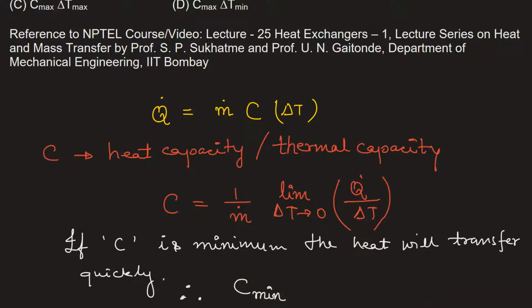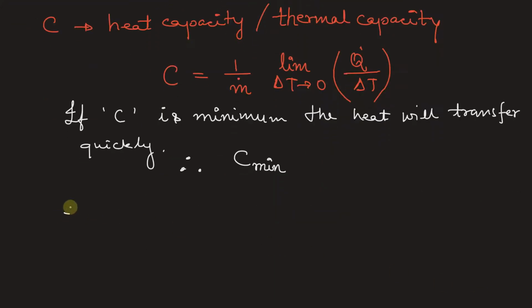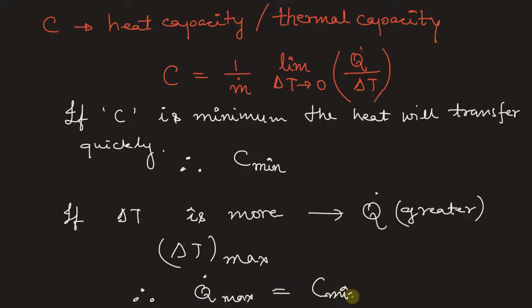And we also know that more the temperature difference, greater will be the value of heat transfer. If delta T is more, the heat transfer will be greater. Okay, that means delta T should be maximum. Therefore, Q max or maximum heat transfer is possible when C is minimum and delta T is maximum.